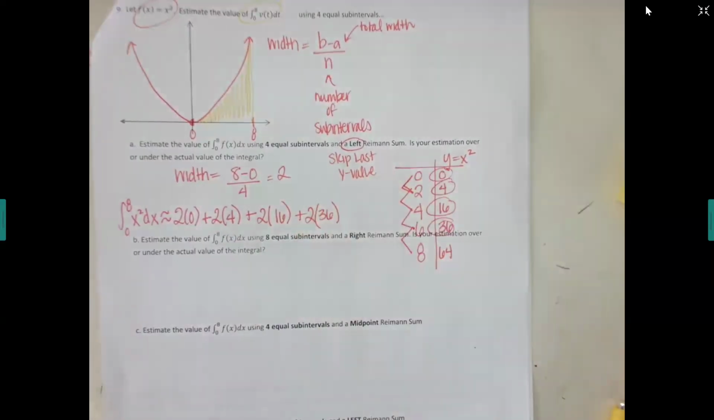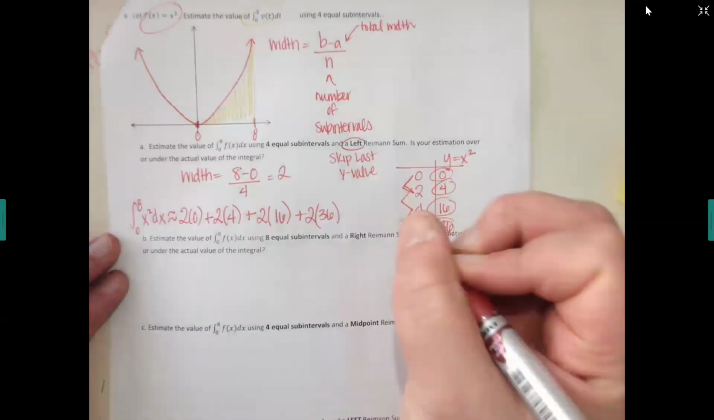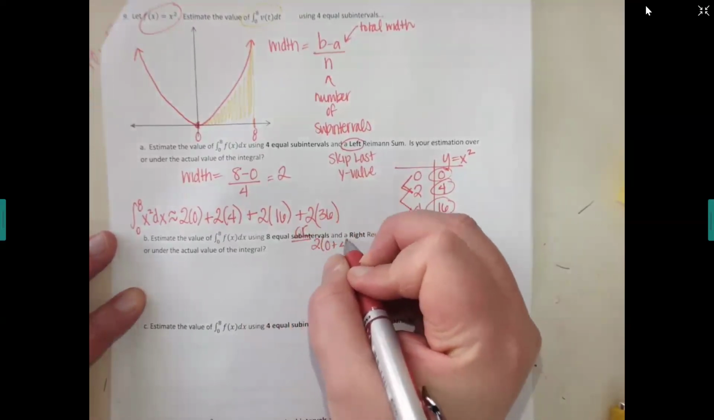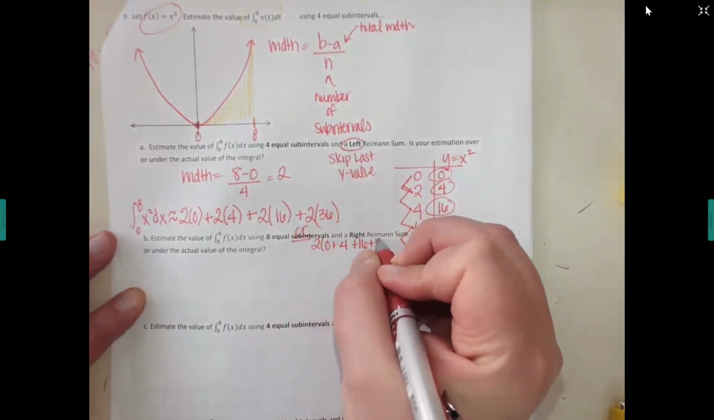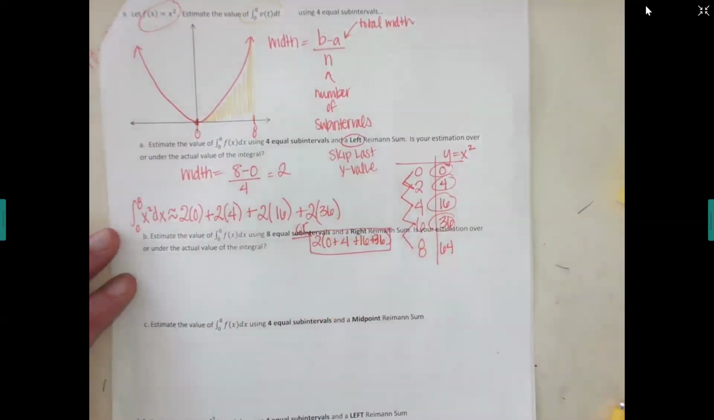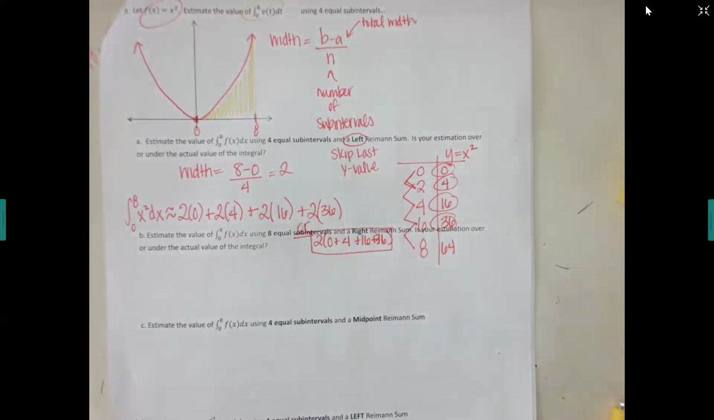Now, I can't remember if we did this last time, but do you remember that if the width is always 2, you can just factor it out? So in your calculator, I'm going to put 2 and then just add up the 0, the 4, the 16, and the 36. Okay, which I would say is easier, but you could do either one.